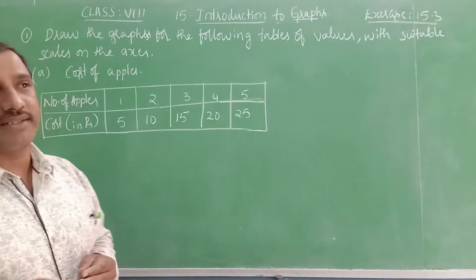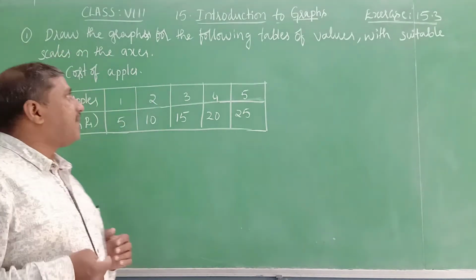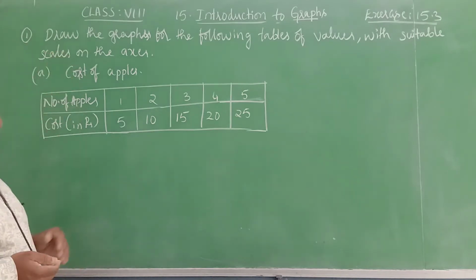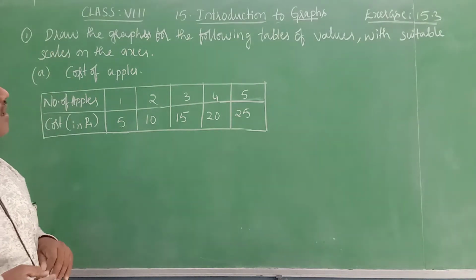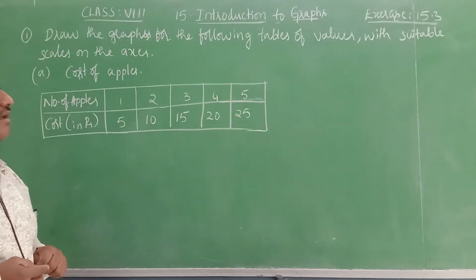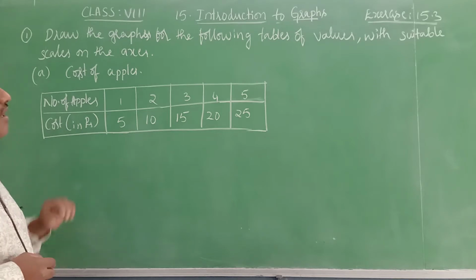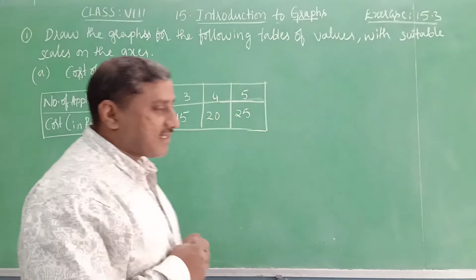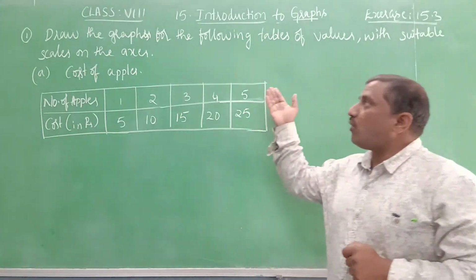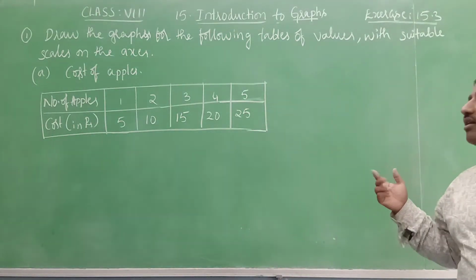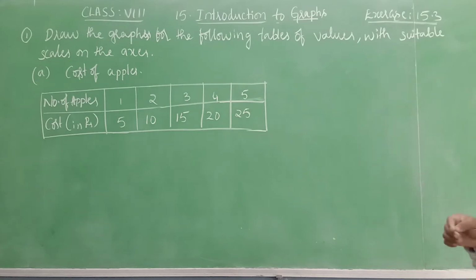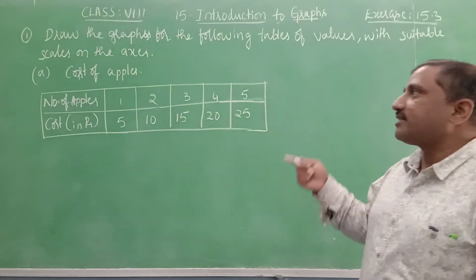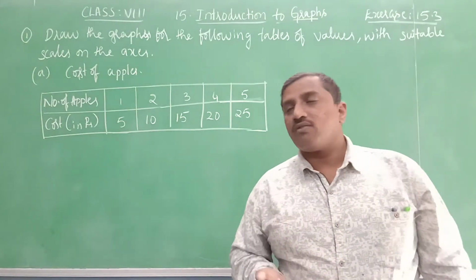Here we have two bits. The first bit says: draw the graphs for the following tables of values with suitable scales on the axes. So what we have to draw? We should draw the graphs for the following tables of values given, with suitable scales on the axes. Here axes means x-axis and y-axis.